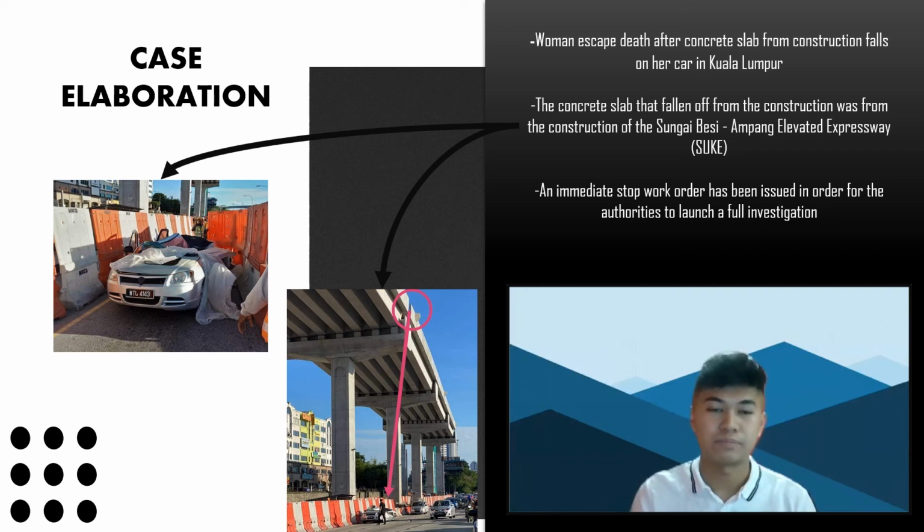HUKM. The concrete panel or wall, also known as a parapet wall, fell off from the expressway and hit the woman's car. The concrete slab was from the Sungai Besi Ampang Elevated Expressway SUKE construction. The parapet wall or concrete panel was installed at the side of the elevated expressway as a safety barrier for the expressway. The concrete slab completely crushed the woman's car and it showed how the incident could have killed the woman.